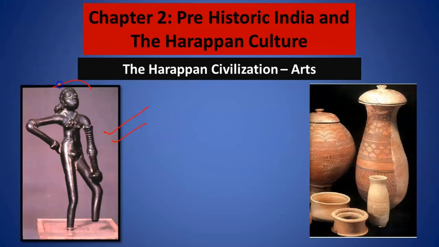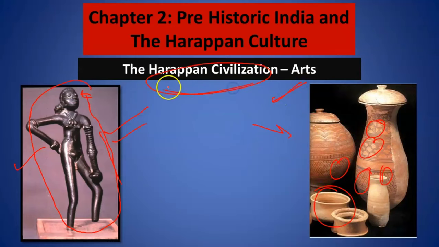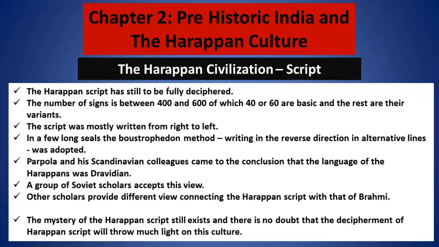These many years back, from bronze, they made this statue. And look at the refinement. Look at how beautifully they have made this statue. Look at the pottery they have made. Look at the designs and motifs here. Such a beautiful art and culture was there in the Harappan civilization. I hope you are able to imagine this.